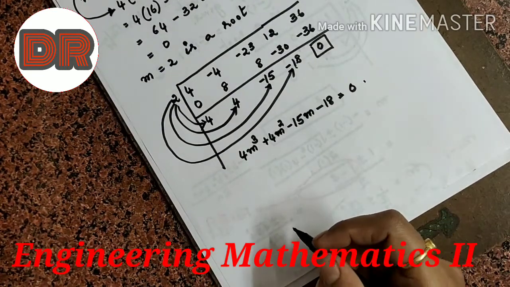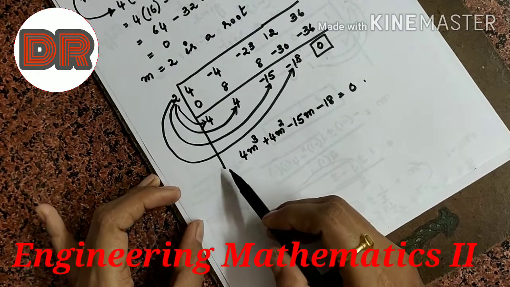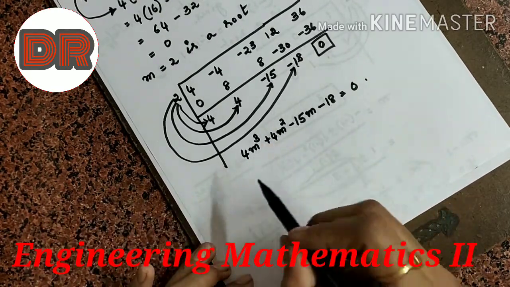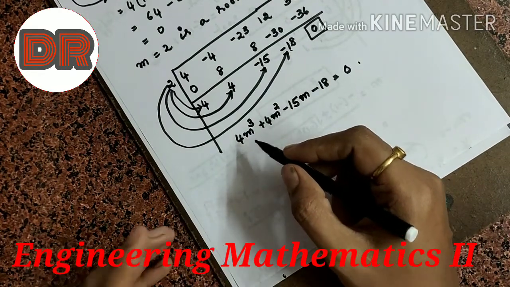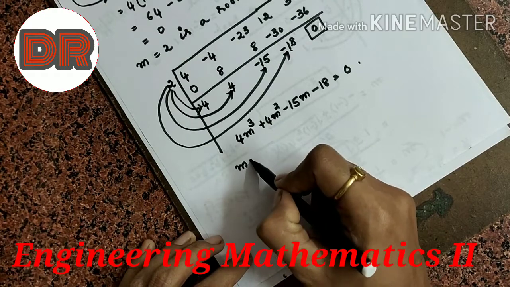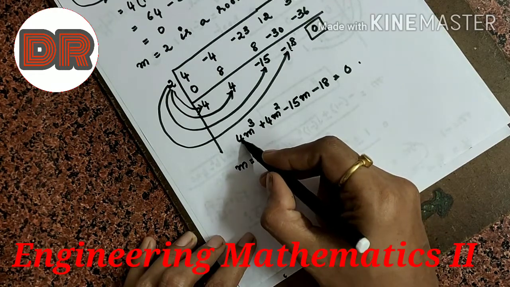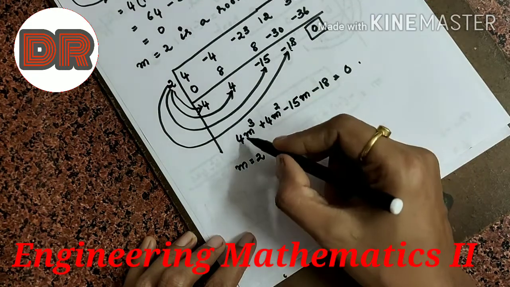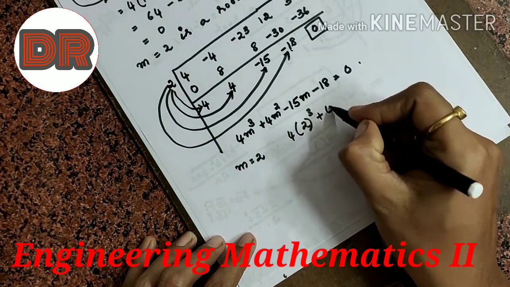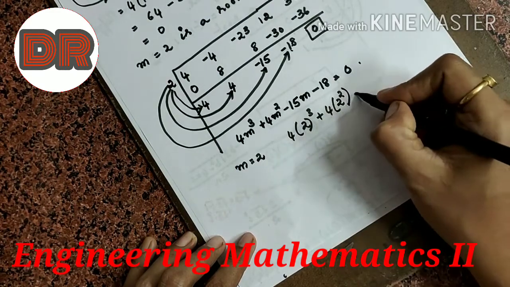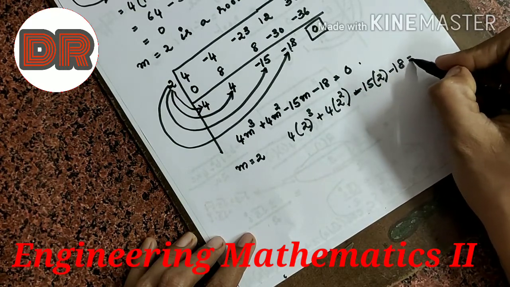So what do we do? So again you use the inspection method. Is there any root? So you substitute and see. If I substitute different values for m here, I'll be getting different values, and if I substitute m equal to 2, then it satisfies the equation again. So you see 4 into 2 cube plus 4 into 2 square minus 15 into 2 minus 18 is equal to 0.